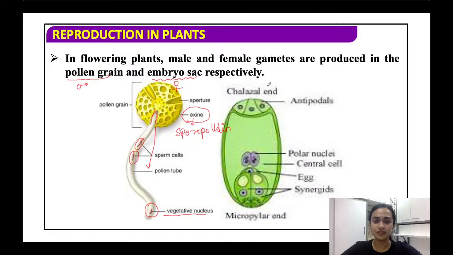So this is a female gametophyte. In the female gametophyte, this is the chalazal end and this is the micropylar end. Here you have three antipodal cells. You'll have two polar nuclei. You have a central cell. This is the egg, the female part, along with the synergids.